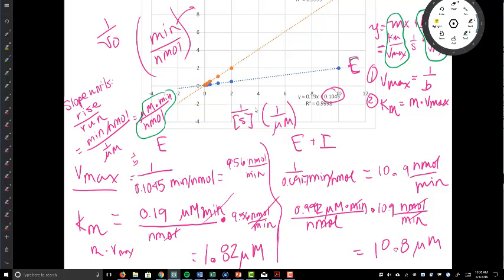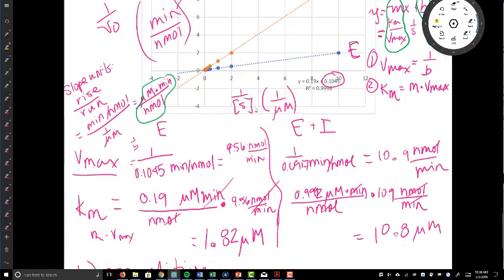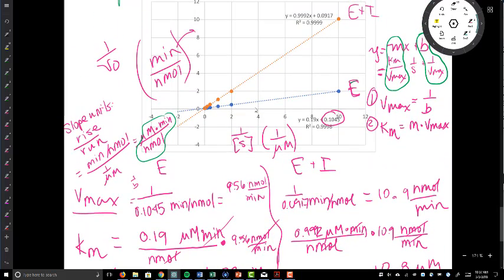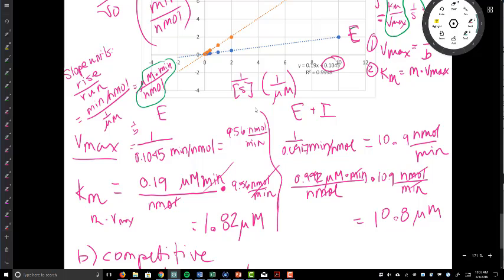We can take the same approach when solving for the Km for the enzyme plus inhibitor, and we take the slope, 0.9992 micromolar times minutes over nanomole. We multiply it by the apparent Vmax of 10.9 nanomoles per minute, and we get an apparent Km of 10.8 micromolar. Okay, so now you need to take the Vmax and the Km in the presence and absence of inhibitor and make a decision about what type of inhibitor this is.